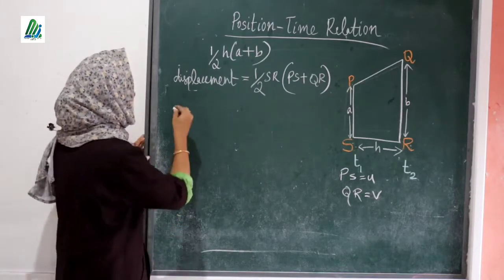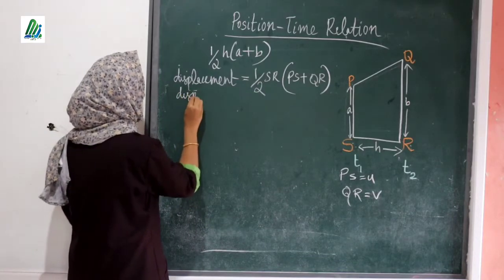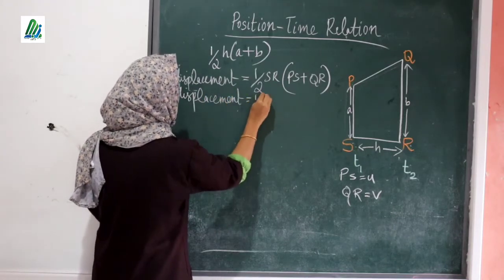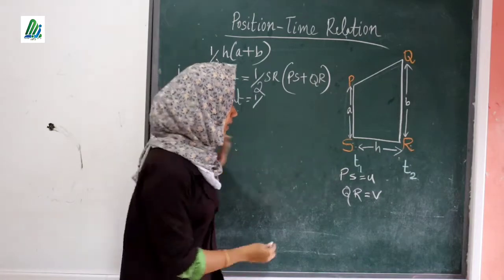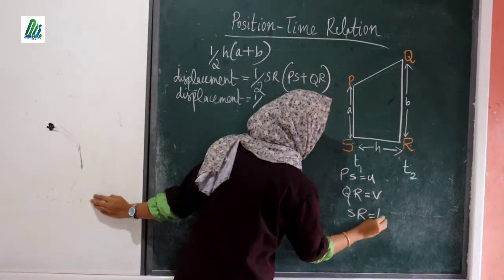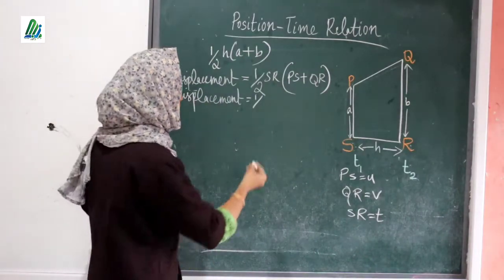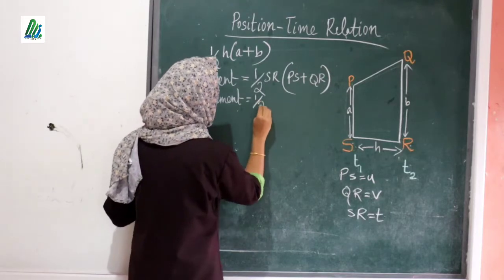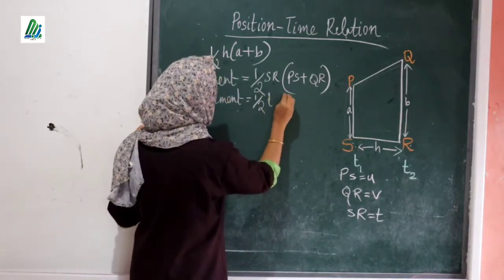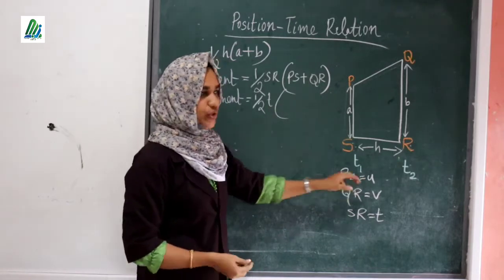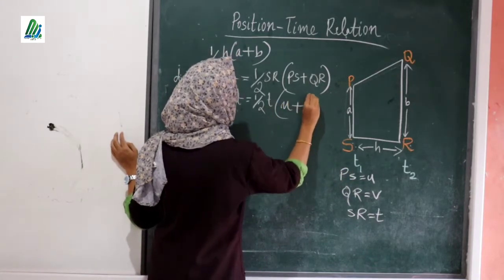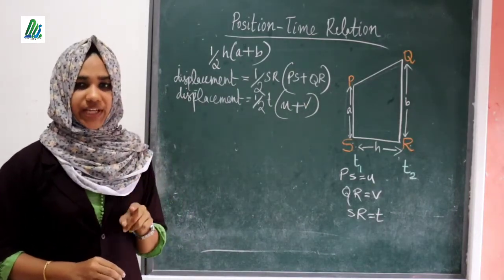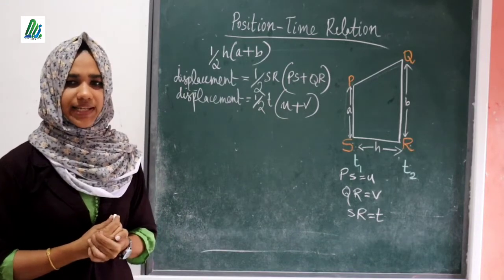Then displacement is equal to half into SR, that is t, into PS, that is u, plus QR, that is v. We get displacement is equal to half t into (u plus v). Is it clear?